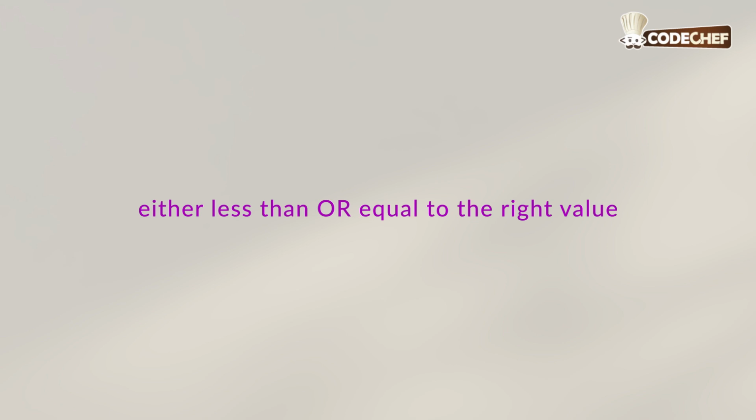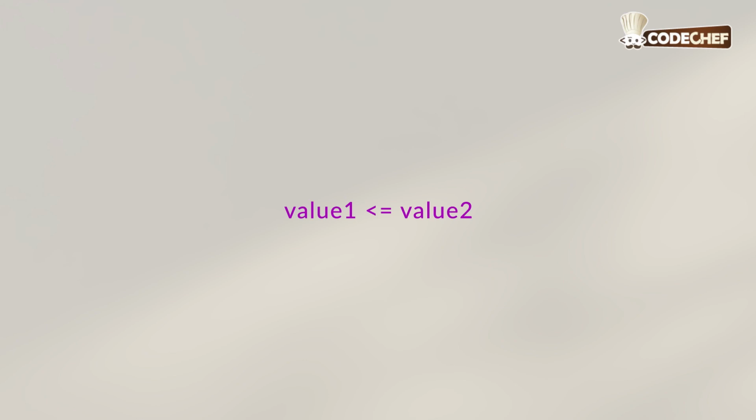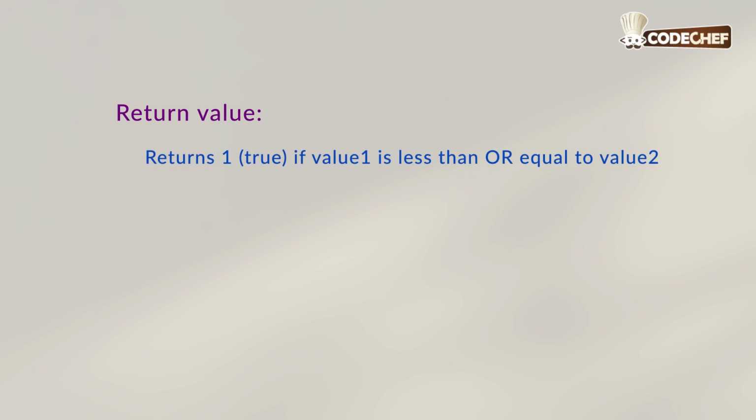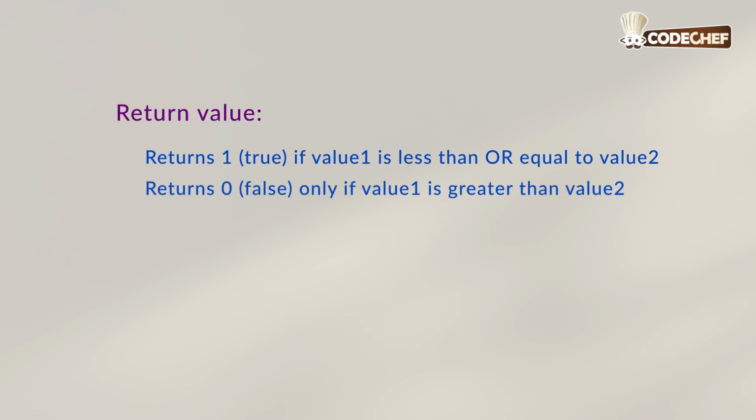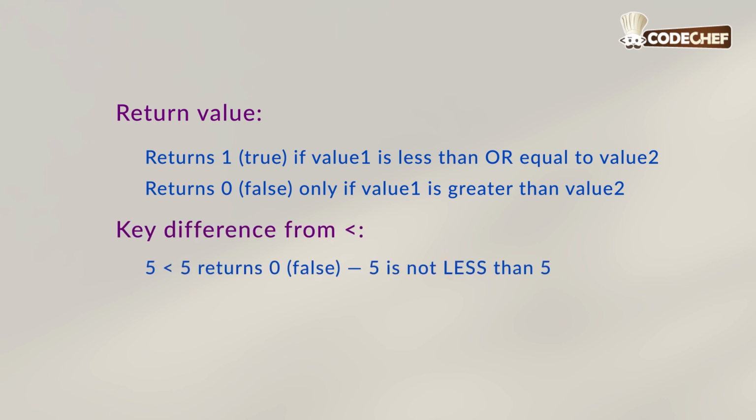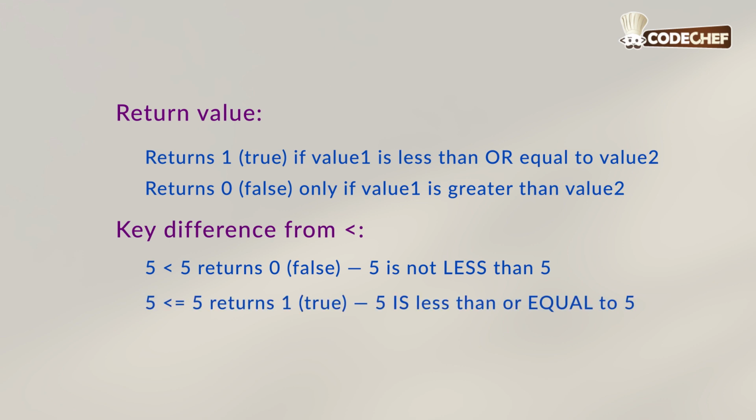So the syntax is value 1 is less than or equal to value 2. The return value is 1, which means true, if value 1 is less than or equal to value 2, and it returns 0, which means false, only if value 1 is greater than value 2. The key difference from the less than sign is that 5 less than 5 returns 0 because it is false, 5 is not less than 5, and 5 less than or equal to 5 returns 1 because 5 is less than or equal to 5.